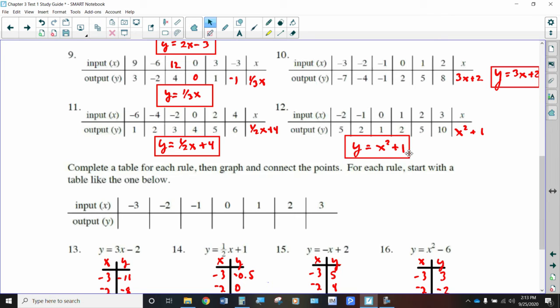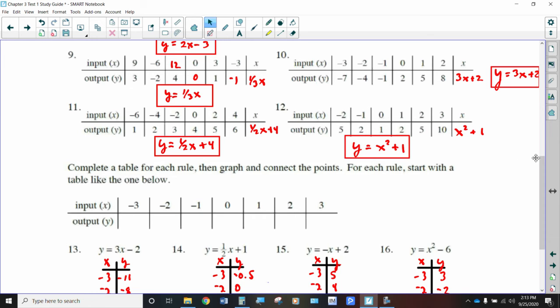And for problem number 12, this one was probably the more complicated one because it involves you actually squaring the number. So -2 squared is 4, and 4 plus 1 is 5. -1 squared is 1, plus 1 is 2, and so on and so forth.